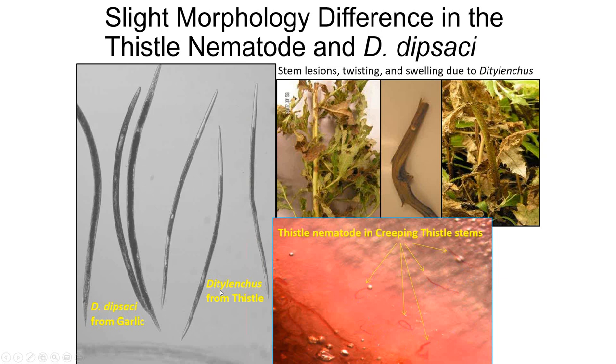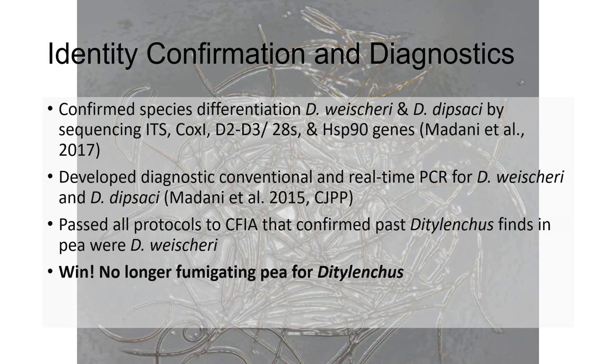And then when we looked at the nematode, this is the nematode that came out of the thistle. There's three of them here. And this is the one that CFIA thought we had. When I looked at these nematodes and compared them to those ones, I said, something's wrong here. They don't look the same. Much narrower, see that? This one here, the fatter, thicker one, is quarantinable. And this one here, we wanted to figure out, well, what is this? I suspected it was a different species of Ditylenchus nematode.